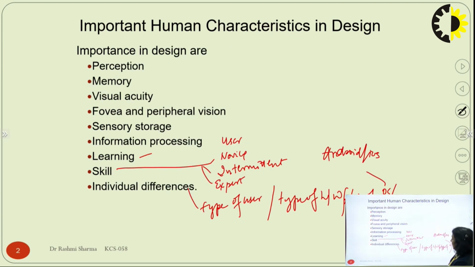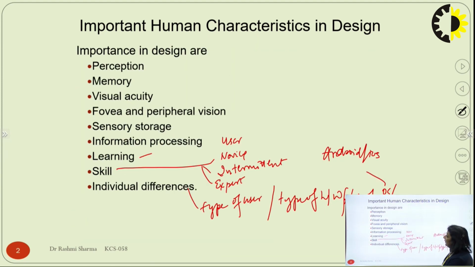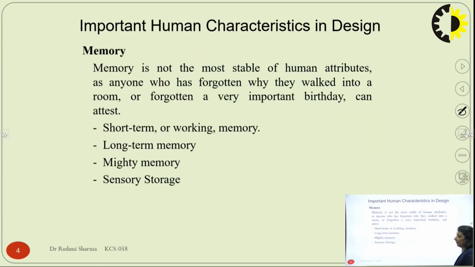Next comes your memory. This was the first one, the perception. Now the second one is memory. When we are looking into the memory of any person, memory is not the most stable of human attributes, as anyone who has forgotten why they walked into a room knows. Usually we forget.